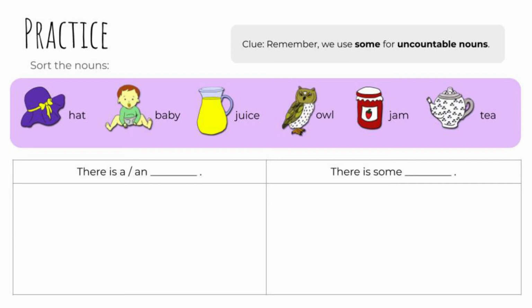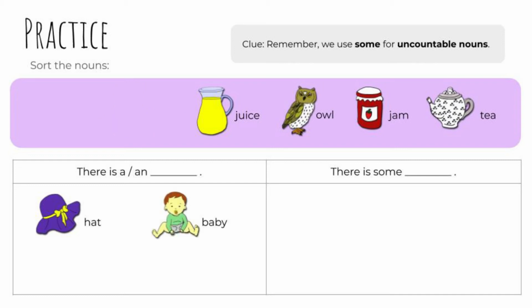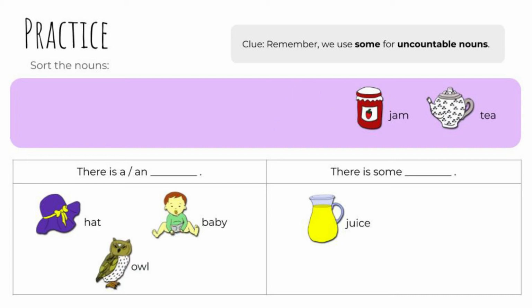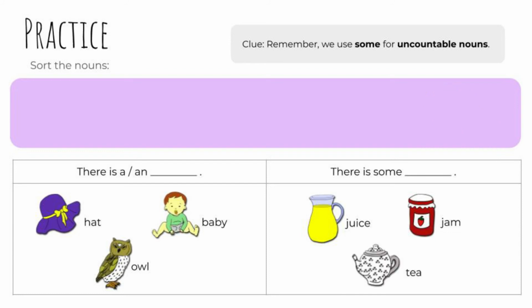Hat. There is a hat. Good, we can count it. Baby. There is a baby. Good. Juice. There is some juice. Can't count it. Owl. There is an owl. Jam. There is some jam. And finally, tea. There is some tea.